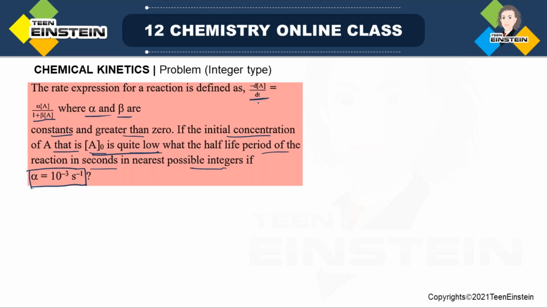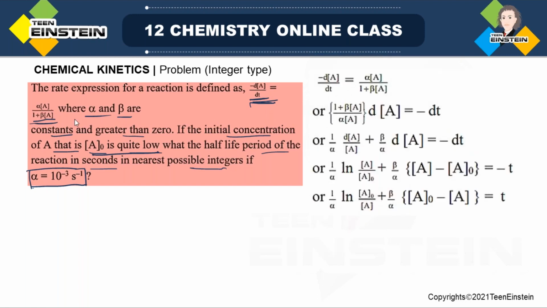But before that, how will we start? We will write the expression that is given here, and then we will do both side integration. So this is the relation that is given in the question. Next, what are we doing? Bring dt to the right hand side and all the other portions to the left hand side. In the denominator, we have 1 plus beta A. Now it will be in the numerator, and alpha A will be in the denominator.